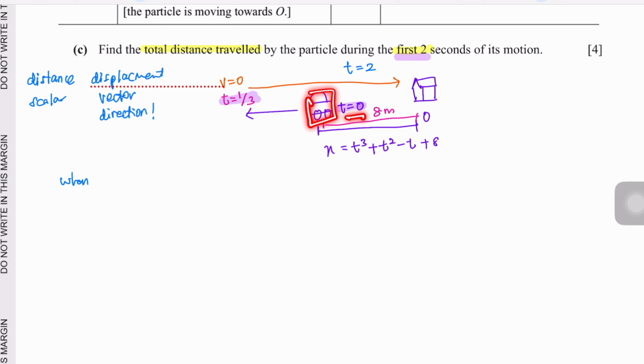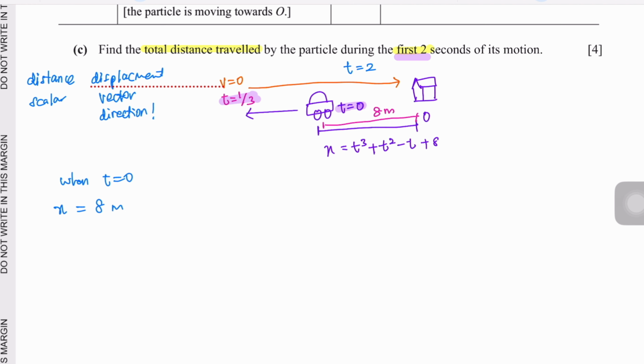Let's substitute the t value to find x. When t is equal to 0, the x will be 8, and x is in meters. From here to here, we know it has already traveled 8 meters.